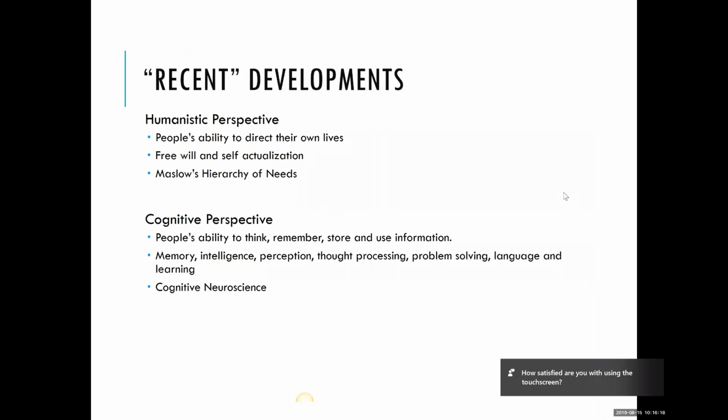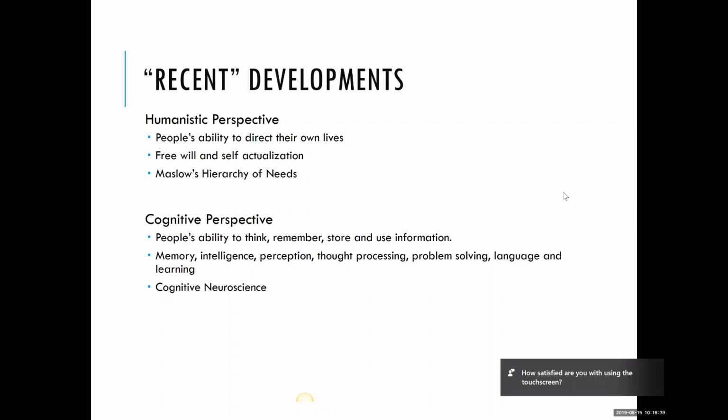Okay, so recent developments. The humanistic perspective, Abraham Maslow was really important to that perspective. We'll talk about it later on in this course. But the core belief of the humanistic perspective is that people have the ability to direct their own lives using their free will.